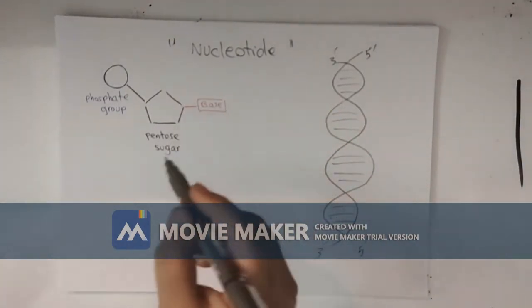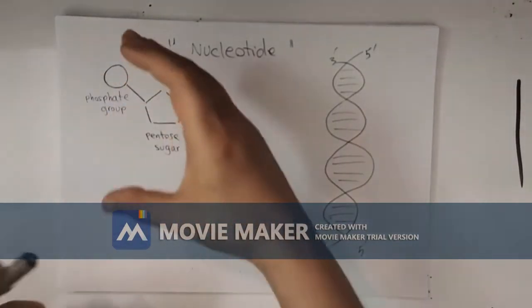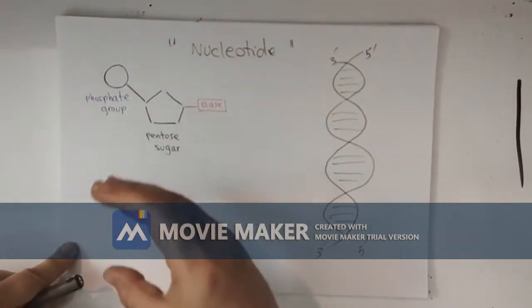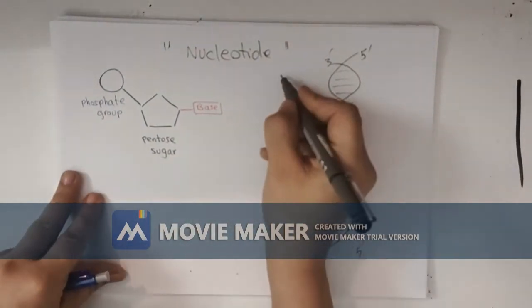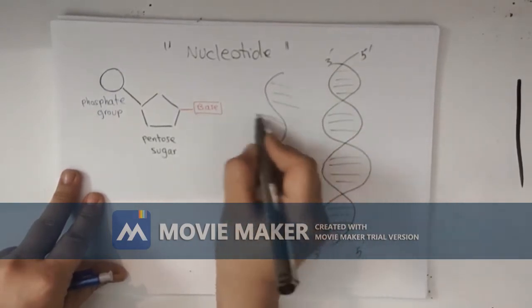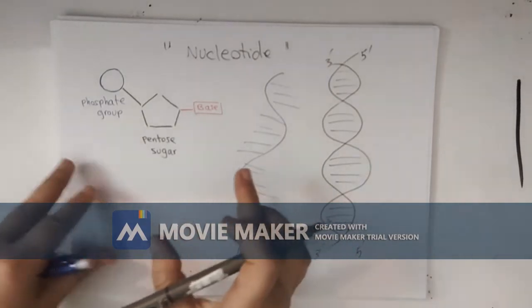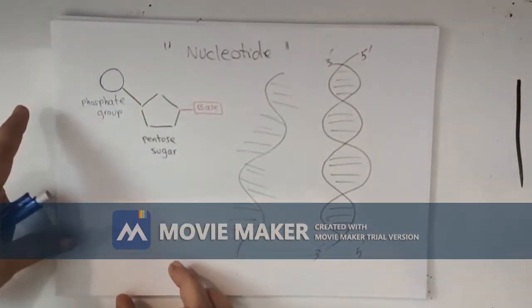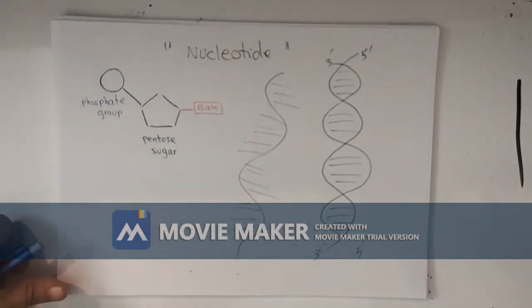I just want to first show you how one nucleotide looks like. So one nucleotide joins to the other and the other and the other. It makes one strand of the DNA this way only. I'm just showing you how one strand of the DNA is actually made.